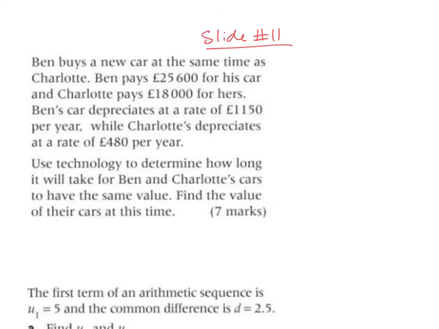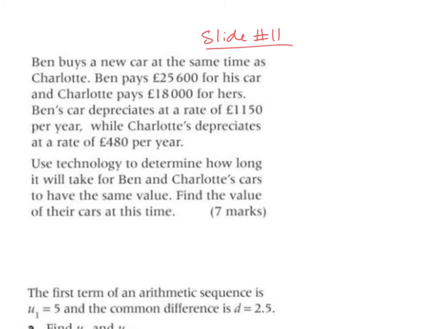Okay, slide 10 or 11 says, Ben buys a new car at the same time as Charlotte. Ben pays 25,600 pounds for his car. Charlotte pays 18,000 pounds for hers. Ben's car depreciates at a rate of 1,150 pounds per year, and Charlotte's depreciates at a rate of 480 pounds per year. So it says use technology to determine how long it will take for Ben and Charlotte's car to have the same value. So Ben's starts at higher than Charlotte's, but his is depreciating faster, right?